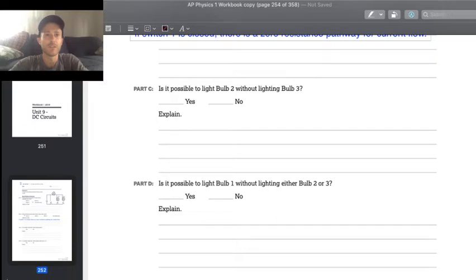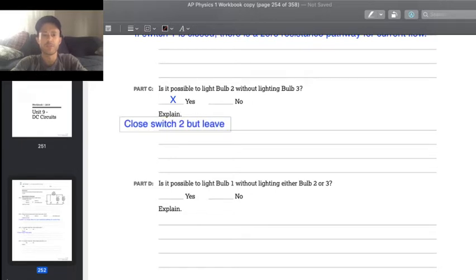Let me type an answer to that. The answer is yes, it is possible. How is it possible? What we want to do is close switch 2, but leave switch 3 open.